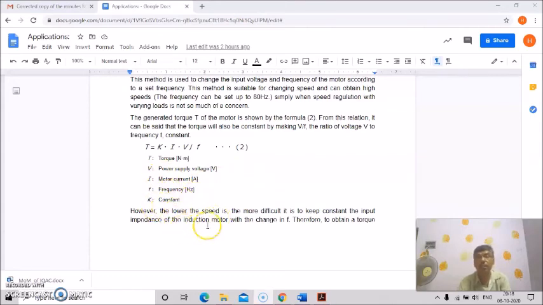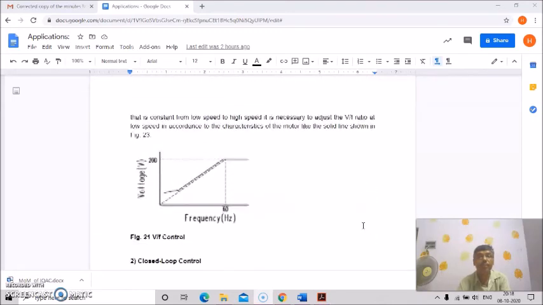However, the lower the speed is, the more difficult it is to keep constant the input impedance of the induction motor with the change in frequency. Therefore, to obtain torque that is constant from low speed to high speed, it is necessary to adjust the V by F ratio at low speed in accordance with the characteristics of the motor, like the solid line shown in this figure.